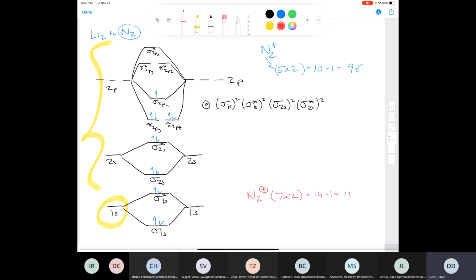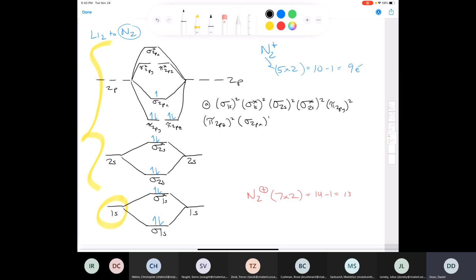But I want to write the whole configuration. So after my sigma star 2s, we'll keep going. I've got pi 2py 2. I'm going to run out of space here. Then I have pi 2pz 2, and then I have sigma 2px 1, like that. That's my electron configuration. Okay, that's the whole thing.